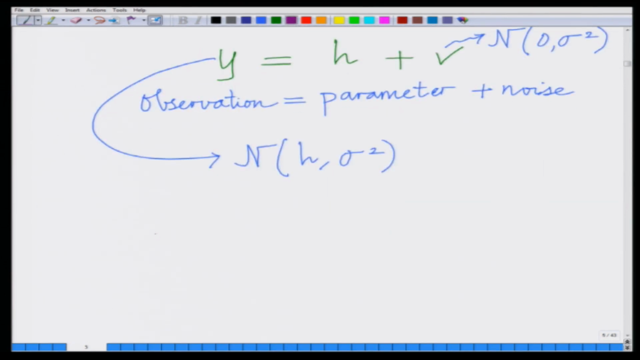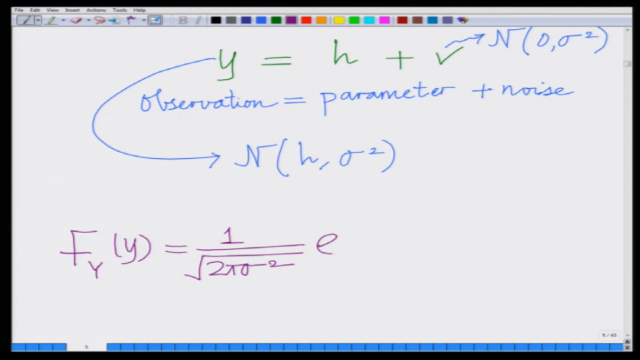Therefore, the probability density function of this observation y, that is the random variable y, is 1 over square root of 2 pi sigma square e raised to minus 1 over 2 sigma square (y minus h) whole square. This is the probability density function of the observation y at the sensor node corresponding to the parameter h and Gaussian noise v with mean 0 and variance or power sigma square. So, this is what we have seen in the previous module.